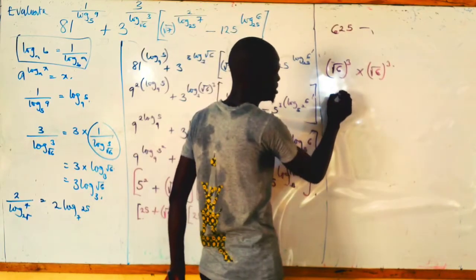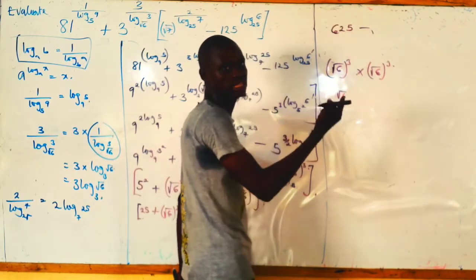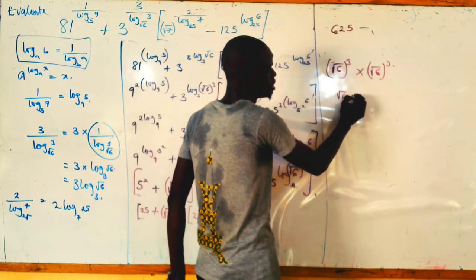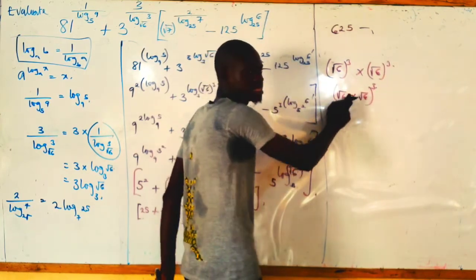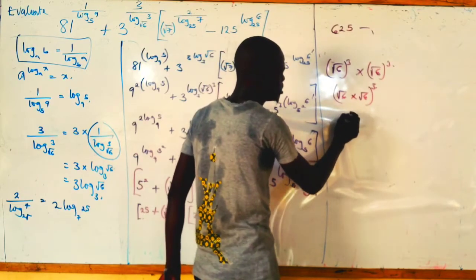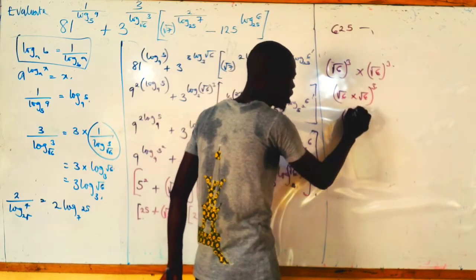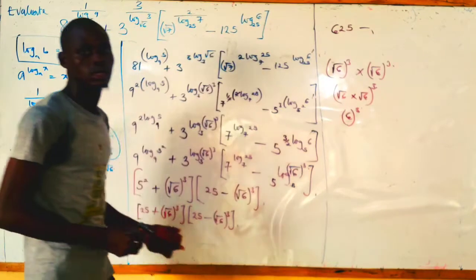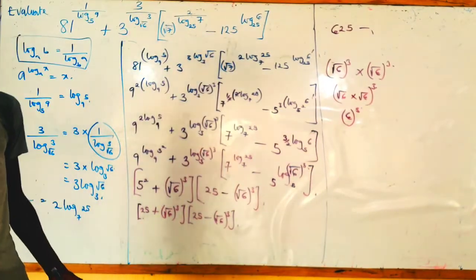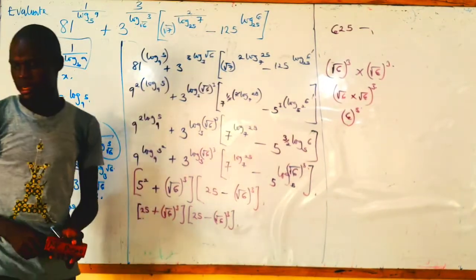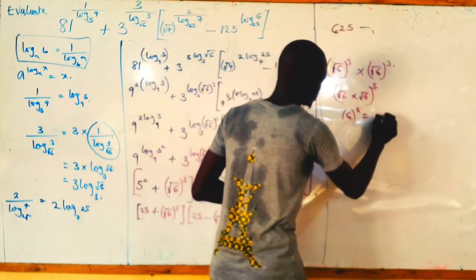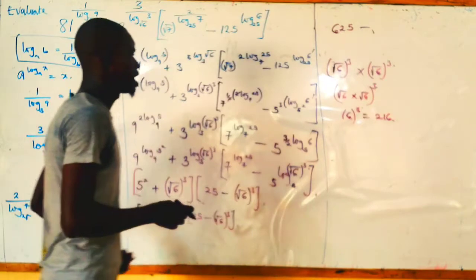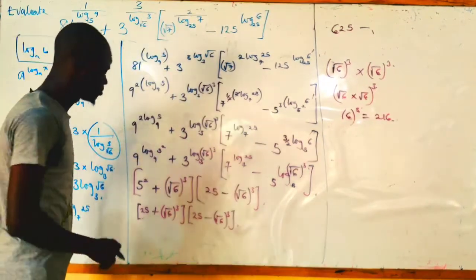Just go straight by saying, using the law of indices, this is simply root 6 times root 6, everything raised to the power of 3. Root 6 times root 6 is going to give me 6, everything raised to the power of 3. Are we together in that manner? Now, 6 raised to the power of 3 should give rise to 216.